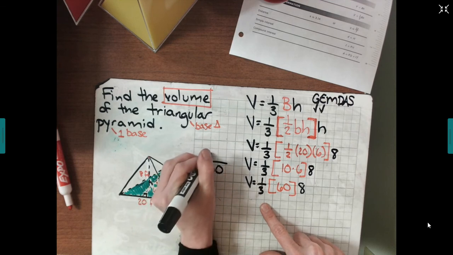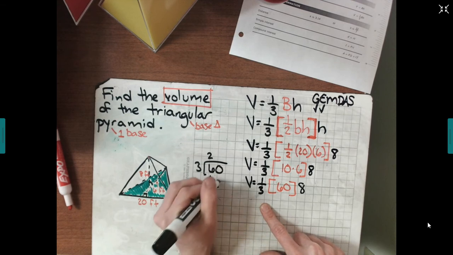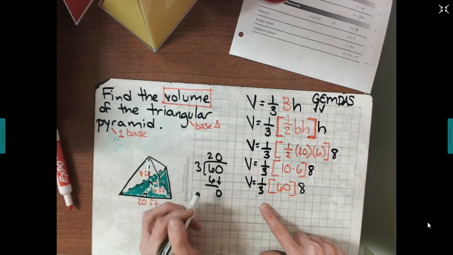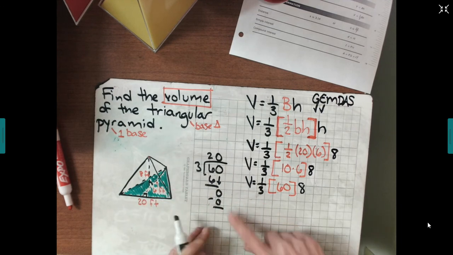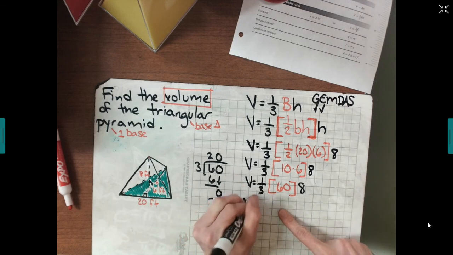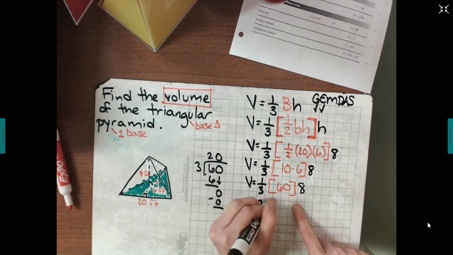3 goes into 6 2 times. 3 times 2 is 6. 6 minus 6 is 0. I still have one more digit to divide. 3 goes into 0 0 times. 3 times 0 is 0. 0 minus 0 is 0. Okay, now I don't have any remainders, and I don't have any more digits to divide. So I'm done dividing. Volume equals 1/3 of 60, or 60 divided by 3 is 20.